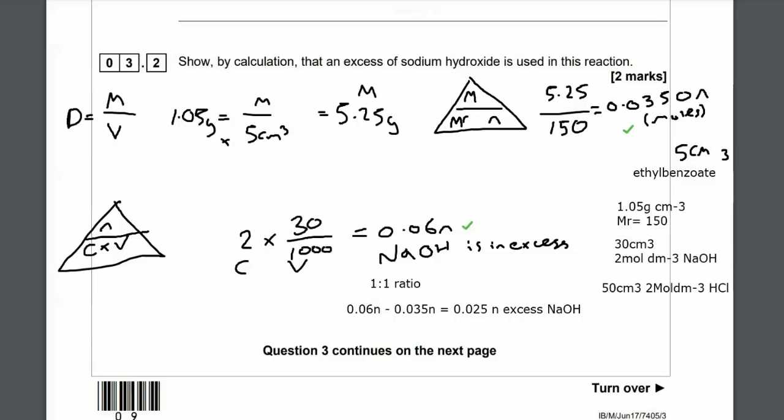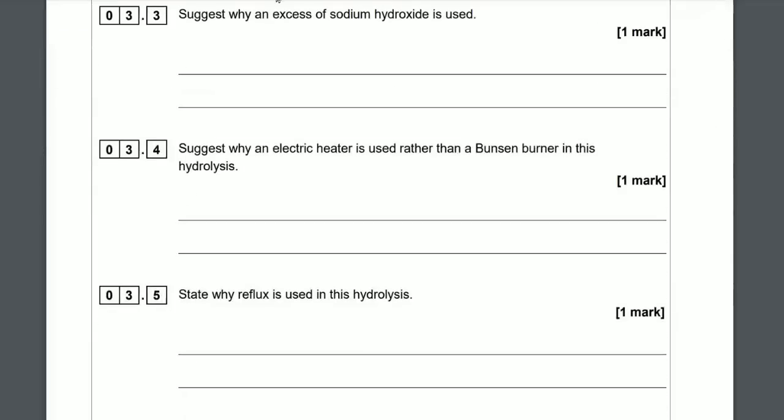Let's move on to 3.3. Suggest why an excess of sodium hydroxide is used. This is to ensure that all of the ethyl benzoate reacted completely and is all used up, so you haven't left any behind. We want to get the maximum yield we can achieve, so we need to use up all of the limiting reactant. We use extra sodium hydroxide to ensure that all the ethyl benzoate is completely reacted.